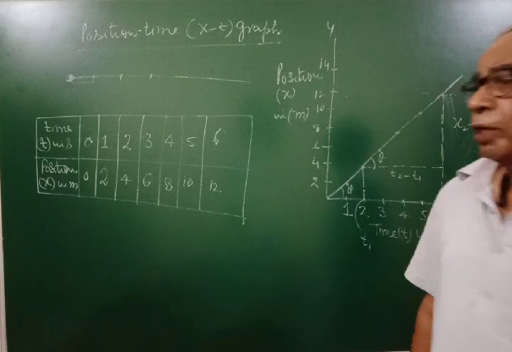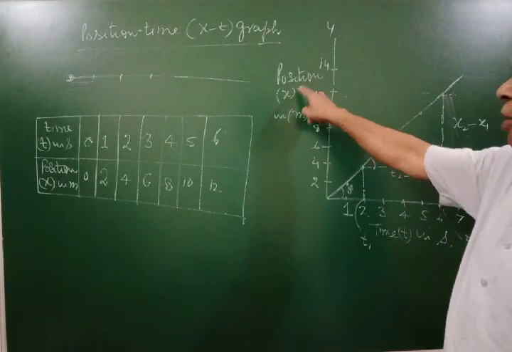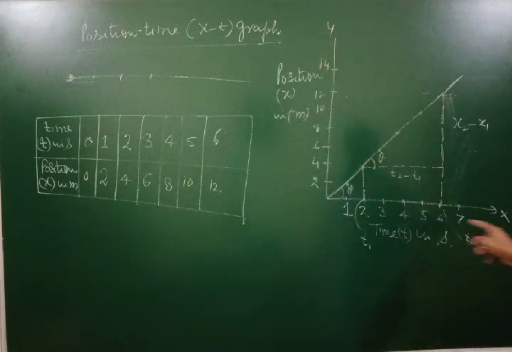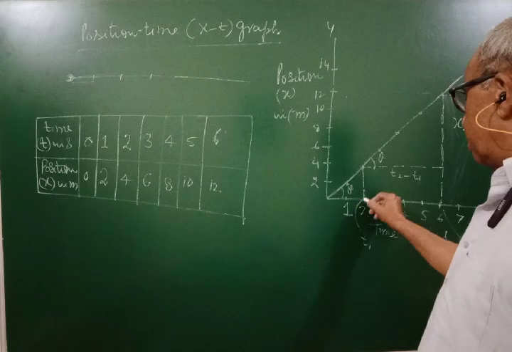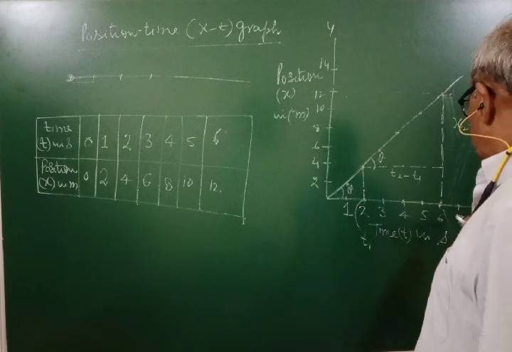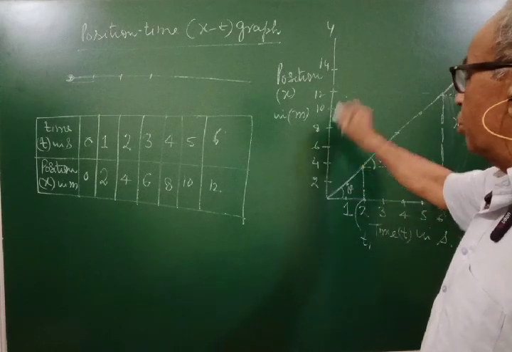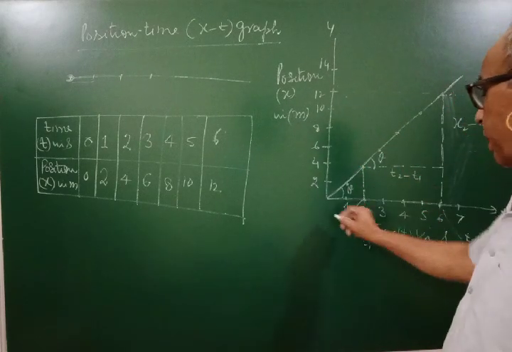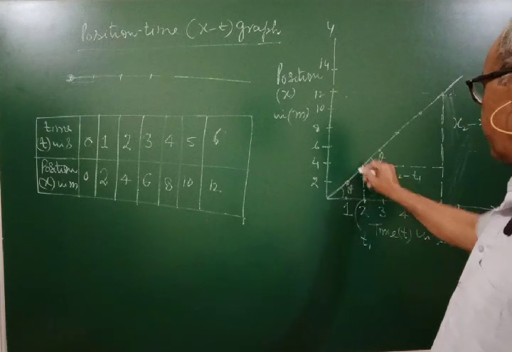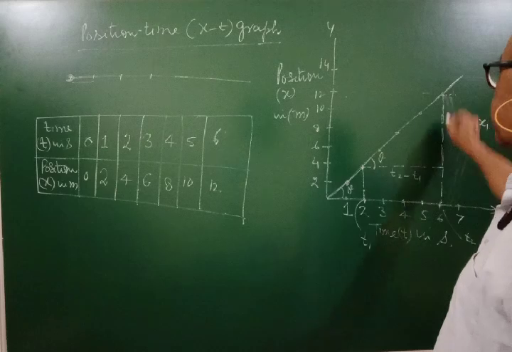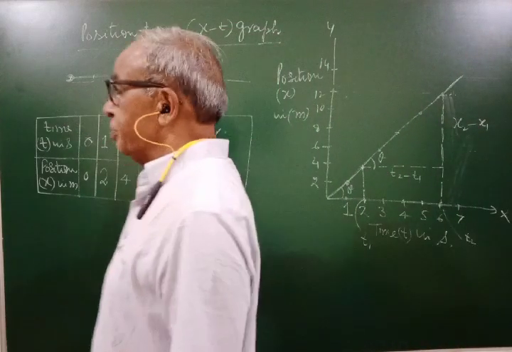Now if you want to plot the graph, the x-t graph, then we take position x along the y-axis, time t along the x-axis. Here I have marked 1 second, 2, 3, 4, 5, 6, 7, and so on. Then position 2 meter, 4, and so on. And we mark the point at 1 second is 2 meter away, at 2 seconds is 4 meter away, and so on, and finally at 6 seconds it is 12 meter away from the starting point.